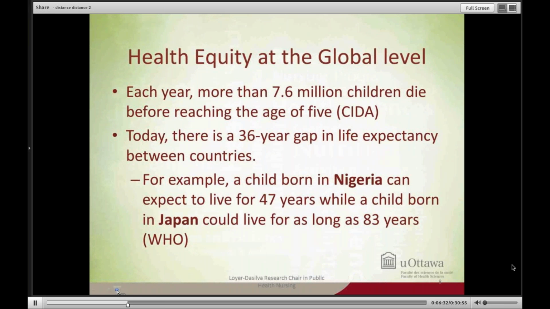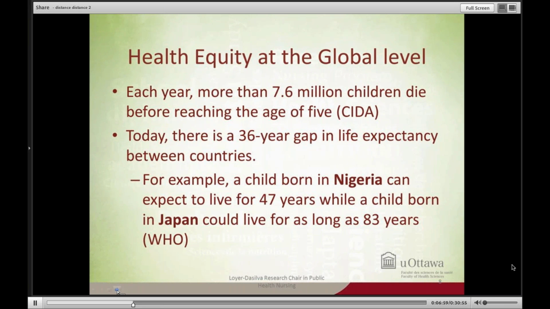So this health inequity, of course, is also present at the global level. When you look at some of the statistics we're seeing, even through CEDA here in Canada, you see that each year more than 7.6 million children die before the age of 5. And today, there is a 36-year gap in life expectancy between countries.